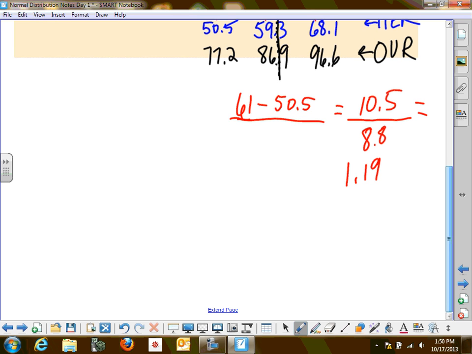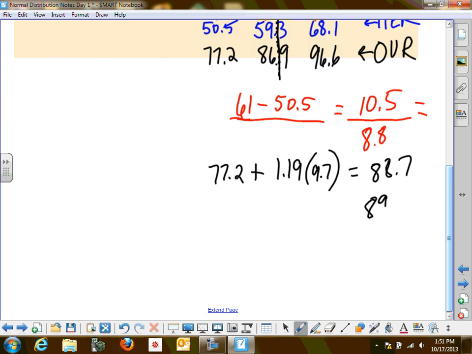So let's relate it now to our class. The mean, and I need to go 1.19 standard deviations up. What do you think? Good. So, going to add to our mean 1.19 of our standard deviations, and our standard deviation is 9.7. So that comes up with a value of 88.7 something, so I would be giving her an 89.